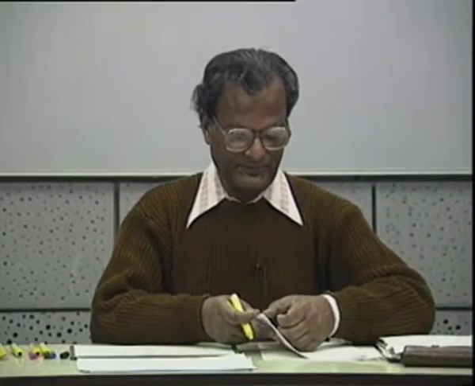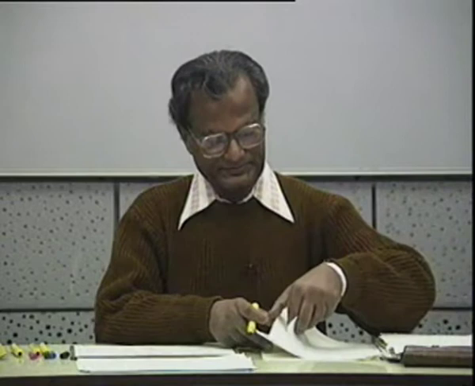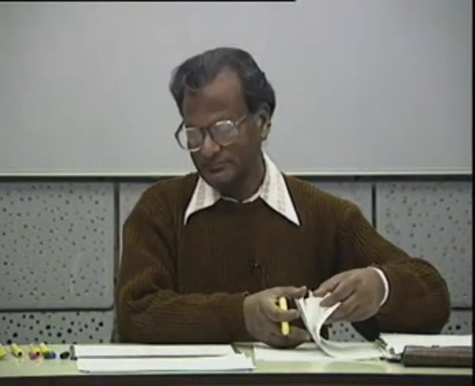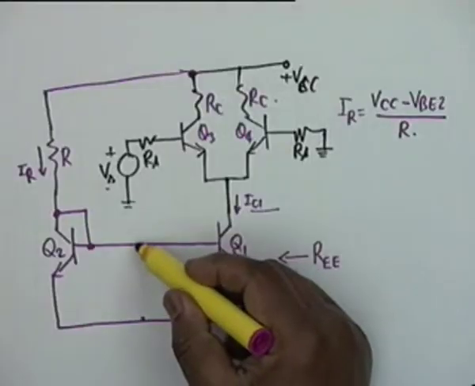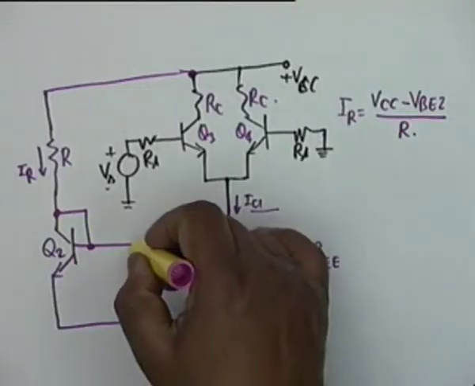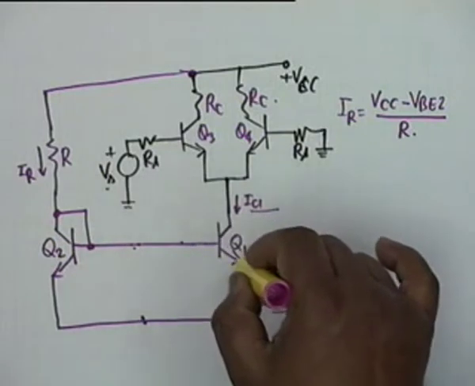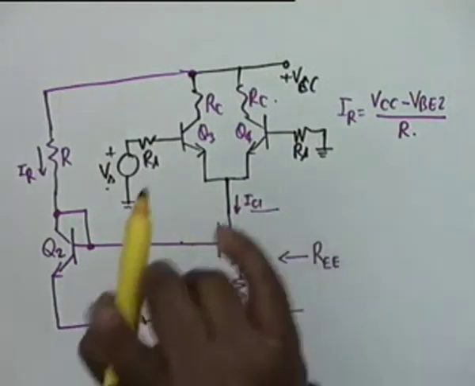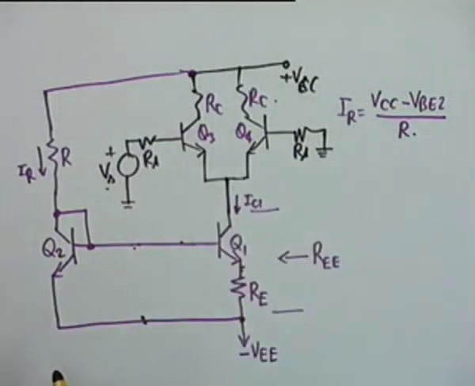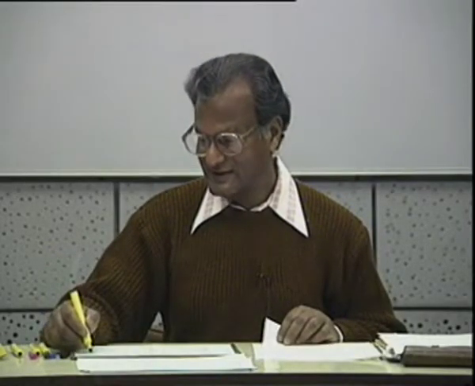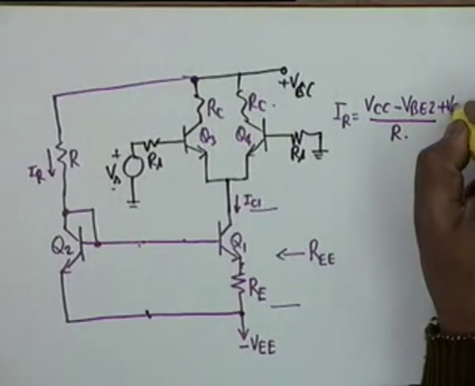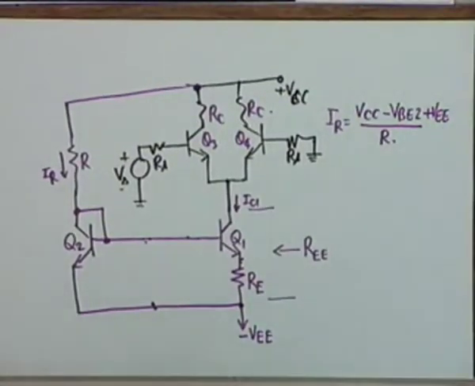From that you find the relationship between IC1 and IC2. I shall repeat this relationship. There should be a plus VEE in the expression for IR. VBE2, from here to here, is the same as VBE1 plus IC1 RE. Same expression for IR, plus VEE. Quite right.